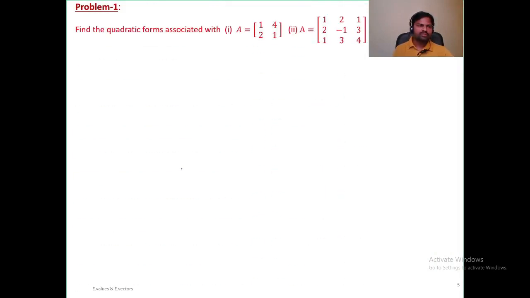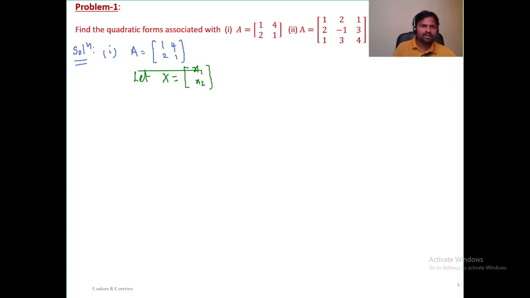Okay. Next one. Let us do one problem based on that definition. Find the quadratic forms associated with these two matrices. Now let us do the first one. The given matrix A is of order 2 by 2: 1, 4, 2, 1. Now I want its quadratic form. We need to define one column vector x. Since it is a 2 by 2 matrix, you take x as x1, x2. Your wish, x, y also you can take.